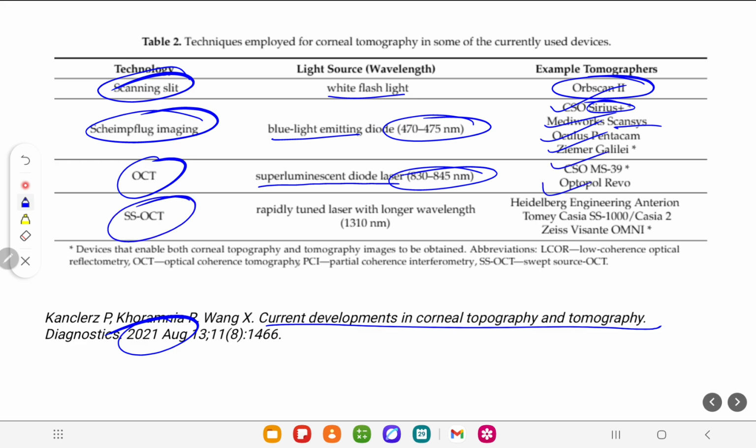In swept source OCT based, a rapidly tuned laser with a wavelength of 1310. So these are the instruments. So you see these instruments commonly in clinics. Okay, so if you don't know anything, then read here, just pause here.